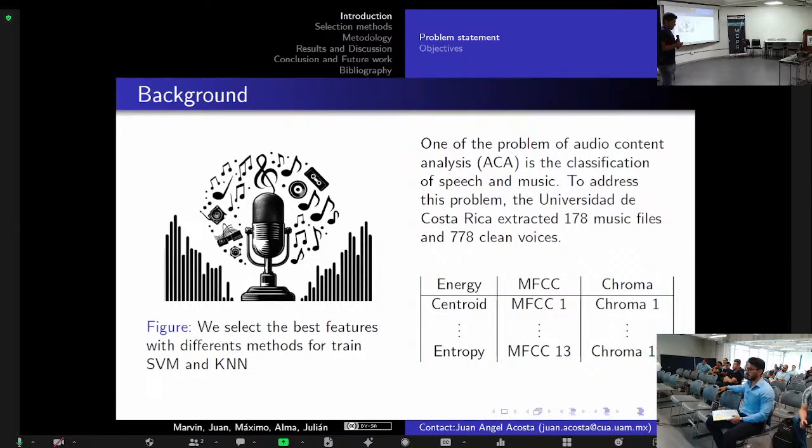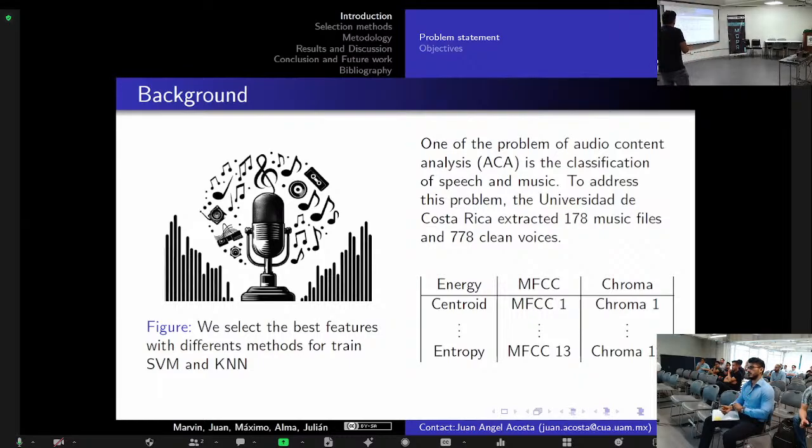To resolve this problem, Dr. Marvin Coto at Universidad de Costa Rica and colleagues created a data set that has 178 music files and 778 clean voices. It's important to say that they used 136 filters, divided in three sets: the energy set, the MFCC set, and the chroma set. These three filter sets are similar because they use the mean, the standard deviation, the delta filters, among others.